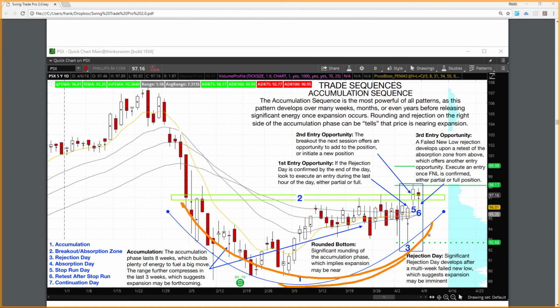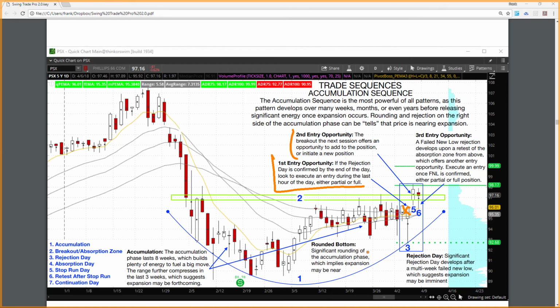The rounded bottom is also an indication that expansion may be near. And then the rejection day is also an indication that expansion may be imminent. So again, these are all indications here that we could be looking at a breakout. And then you see your first entry opportunity right here. If the rejection day is confirmed by the end of the day, look to execute an entry during the last hour of the day, either partial or full, again here.